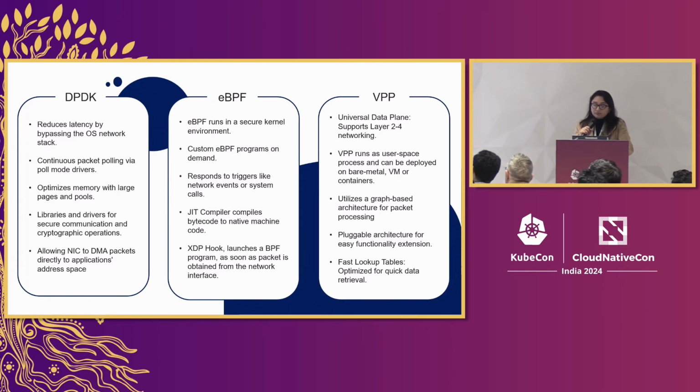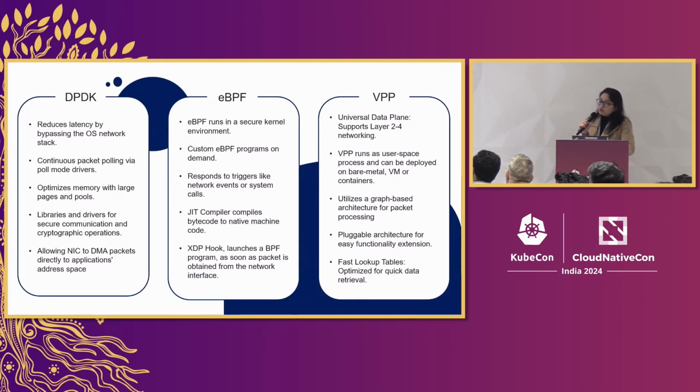Then comes eBPF, which runs in a secure kernel environment and allows you to run custom eBPF programs on demand inside the kernel. eBPF programs get triggered in response to network events or system calls. A JIT compiler is used to convert eBPF bytecode to native machine code. And eBPF is used widely with the XDP hook, which allows us to launch a BPF program as soon as a packet hits the network interface.